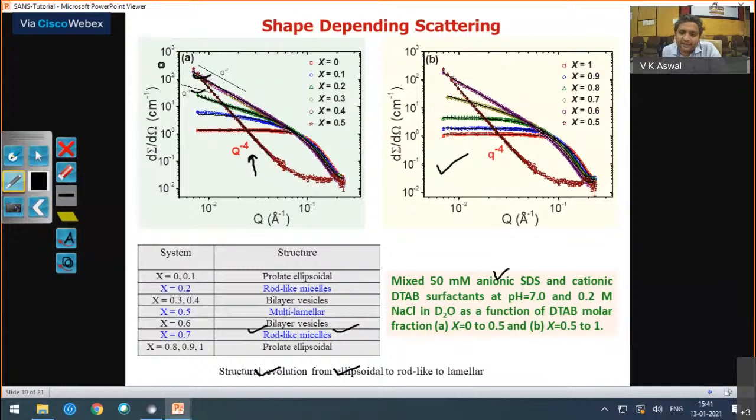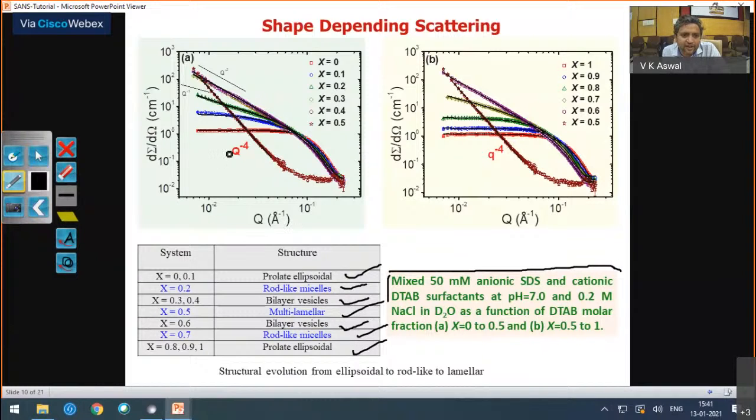Now, let's see some different shapes. This is the system of mixed micelles, mixed anionic SDS and cationic DTAP surfactant in different ratios. As X increases, DTAP concentration will increase. So for X equal to 0, it is only SDS. We see prolate ellipsoidal sort of, and then keep on increasing DTAP, which is rod-like, then bilayer vesicle, multilamellar vesicle, then again bilayer, again rod-like, and again prolate ellipsoidal. So it is like this.